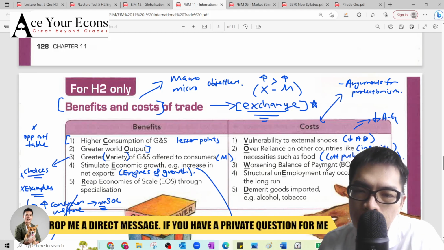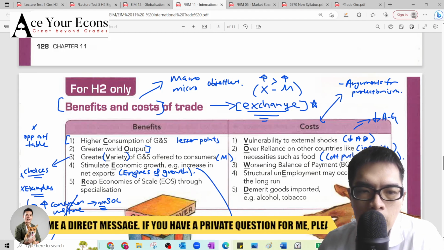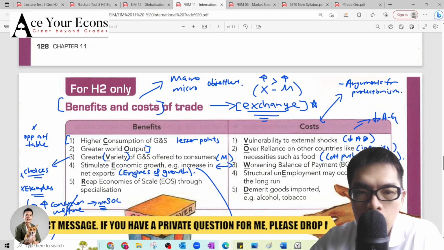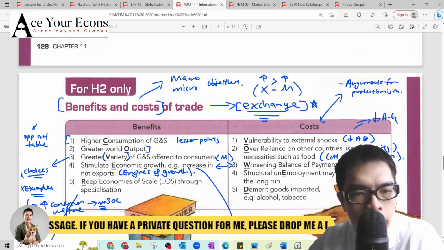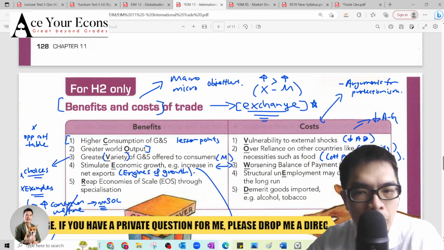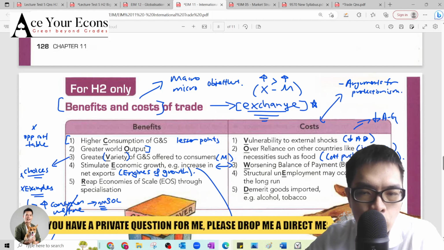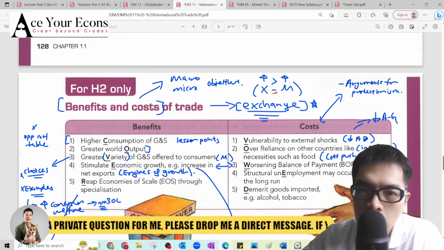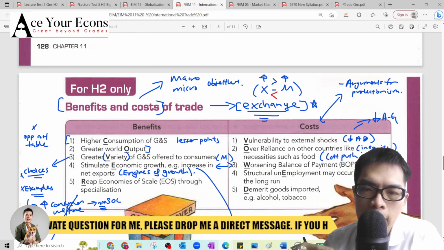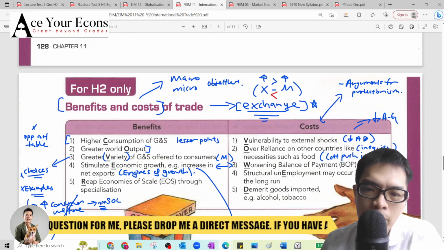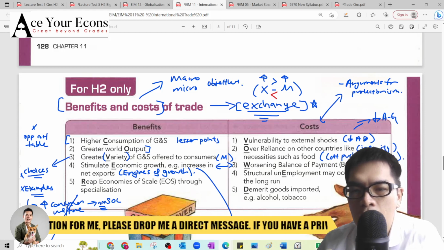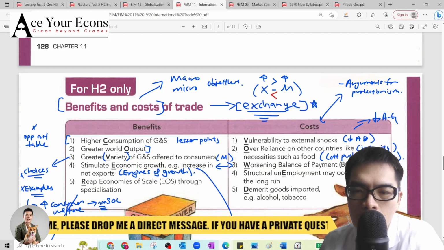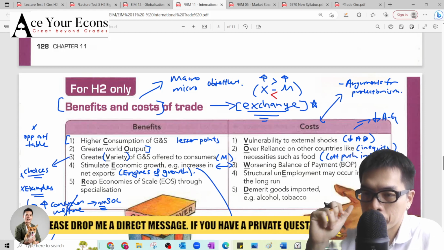Item 3, worsening of your balance of payment. So these 2 points are mirror images. The assumption for economic growth happens when X exceeds M, but we cannot be sure if M exceeds X. So when the country is exposed to trade, when they buy more from the rest of the world as compared to when they sell more to the rest of the world, this will worsen your balance of trade, current account, and your balance of payment.